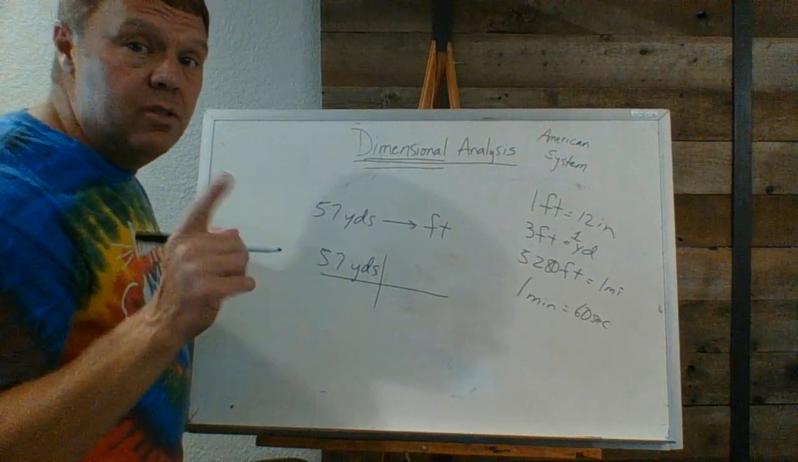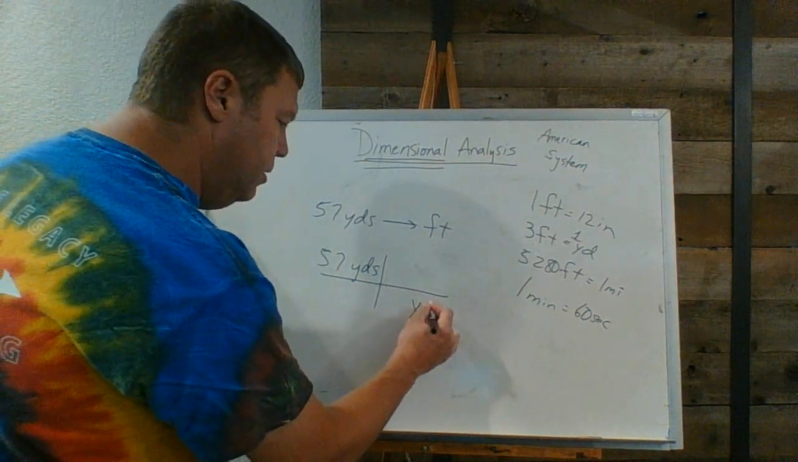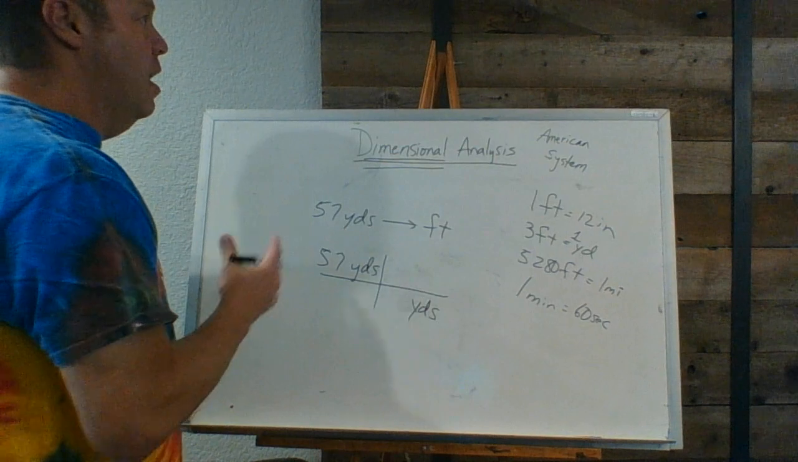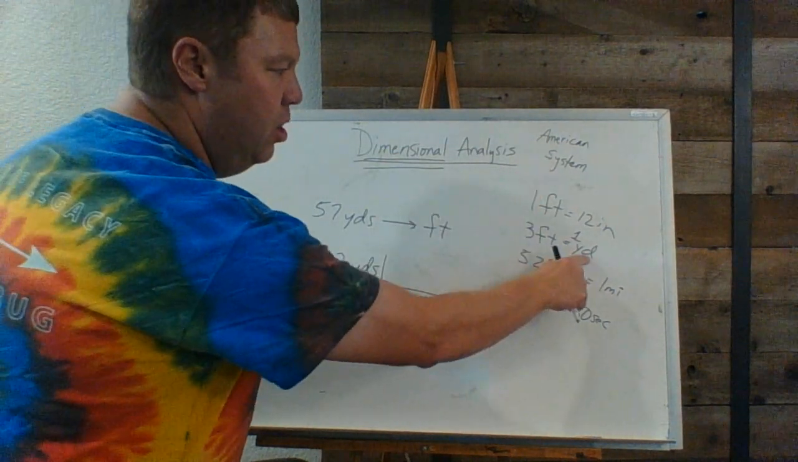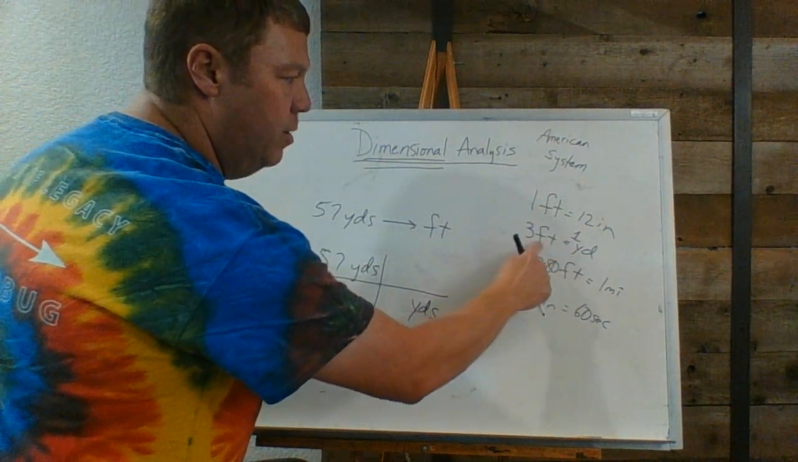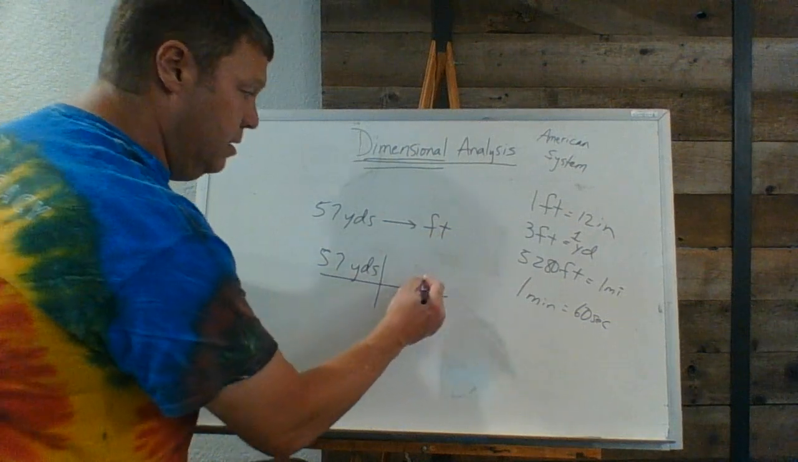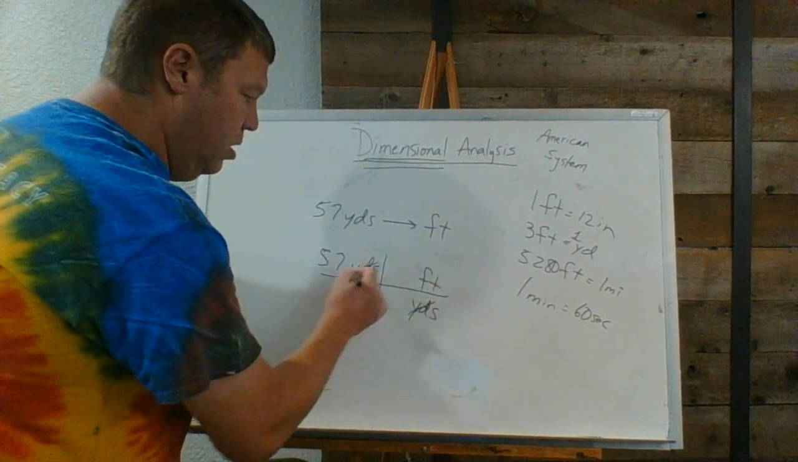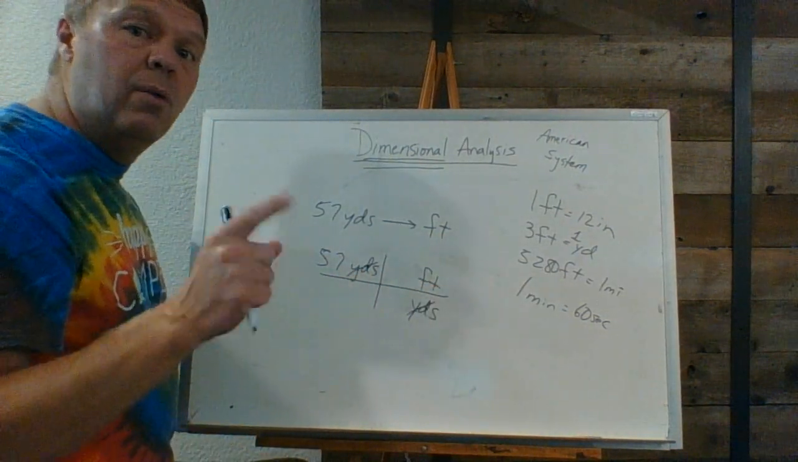Words go away first, right? Words, yards. Now I know from yards I can figure out all kinds of stuff, but I see right here, yards and feet are related right here. 3 feet is a yard. I want to go to feet. Yards are gone and then feet. Mark it out and you'll get it right every time.